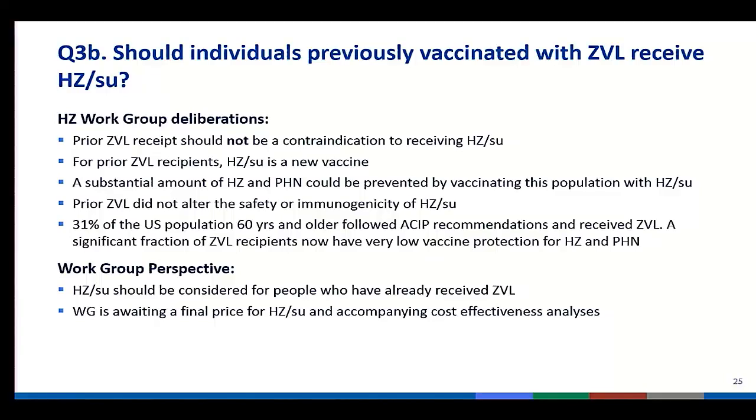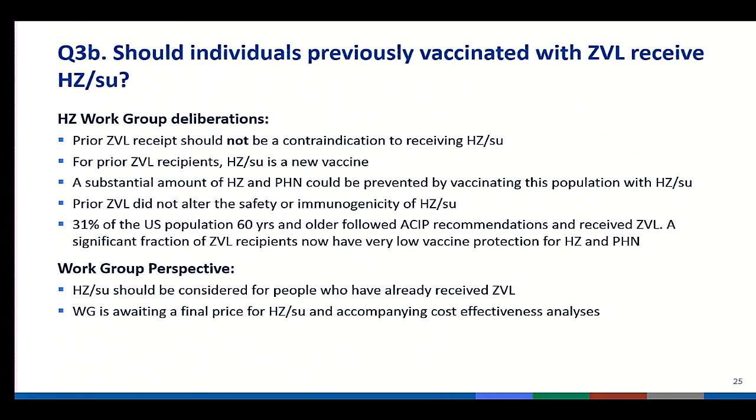The workgroup deliberations on this policy question were as follows. Prior zoster vaccine live receipt should not be a contraindication to receiving herpes zoster subunit vaccine. For prior zoster vaccine live recipients, herpes zoster subunit is a new vaccine. A substantial amount of herpes zoster and post-herpetic neuralgia could be prevented by vaccinating this population with the subunit vaccine. Prior zoster vaccine live did not alter the safety or immunogenicity of the subunit vaccine.